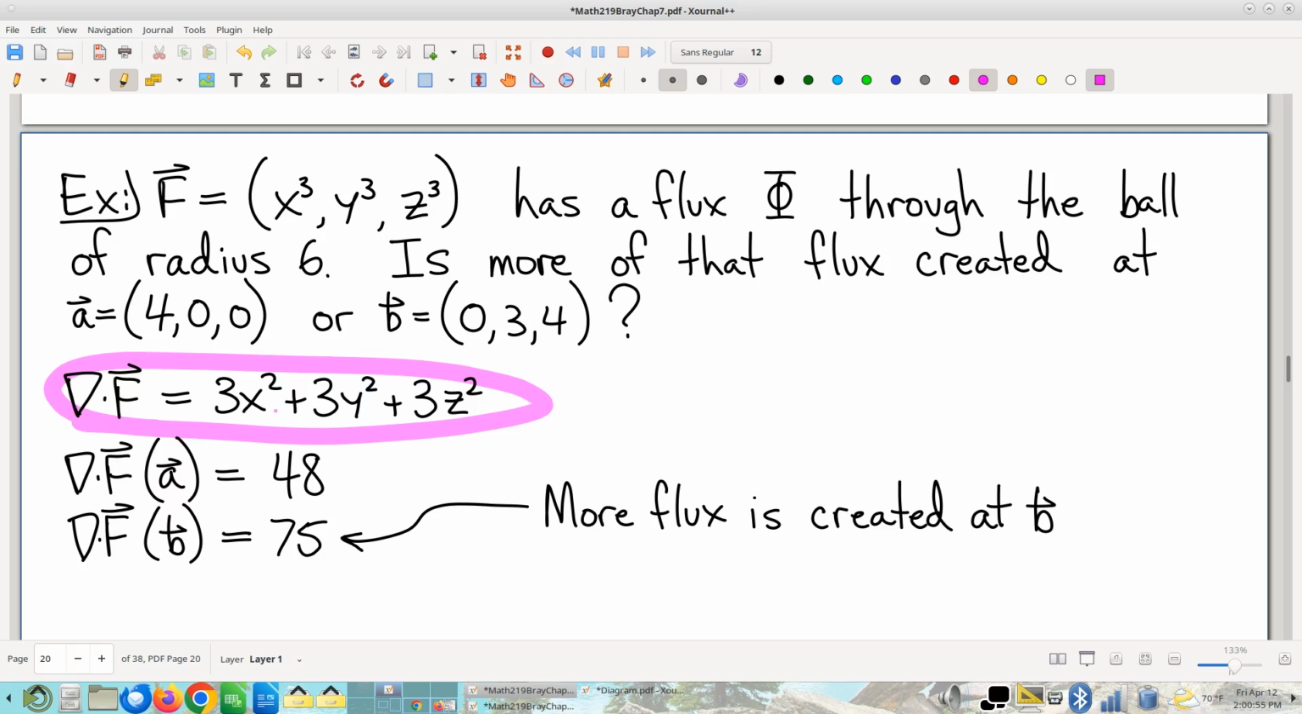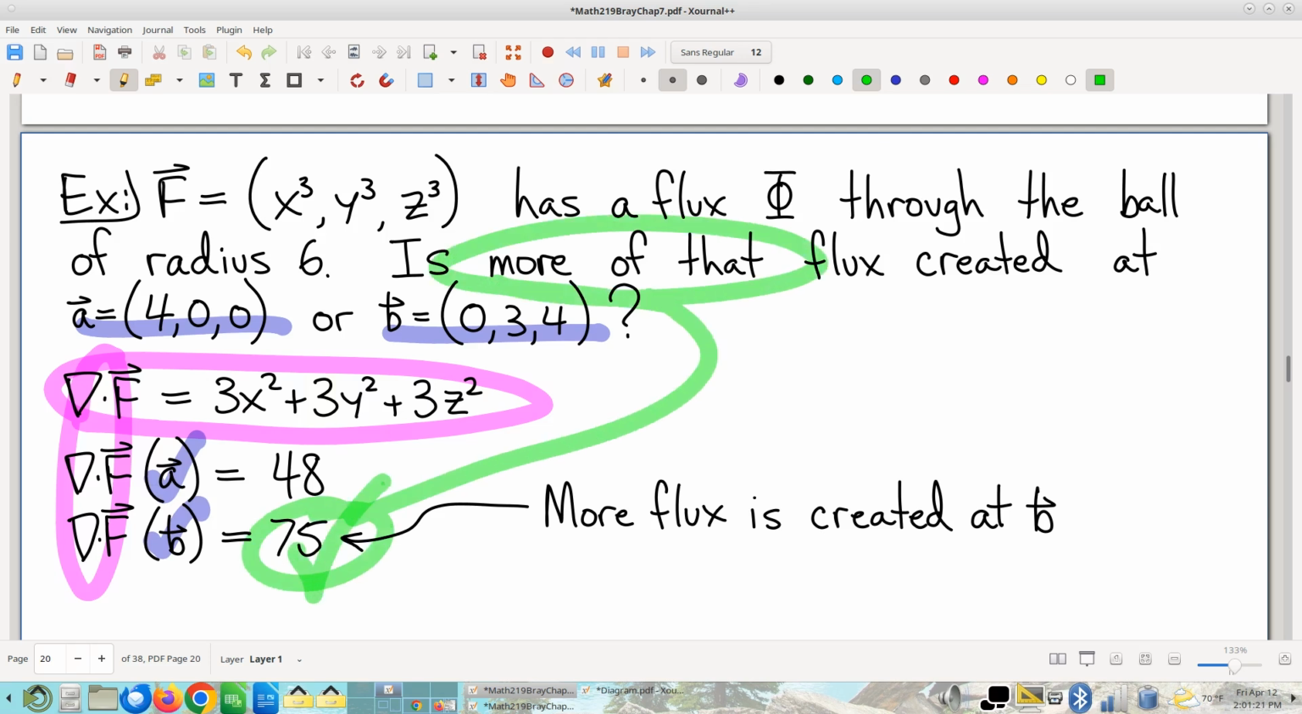So we compute the divergence. There are some partial derivatives to take, the appropriate partials. Here's your formula. That's what the flux density is, and I can plug in these 2 points that I was given, 4, 0, 0, and 0, 3, 4. Just plug those in, see what you get. And you want to know where more of that is coming from? Apparently more of that is coming from this point B, because 75 is more than 48. Is that cool?